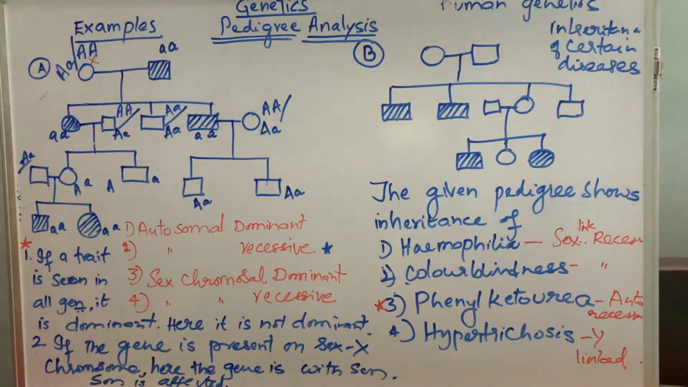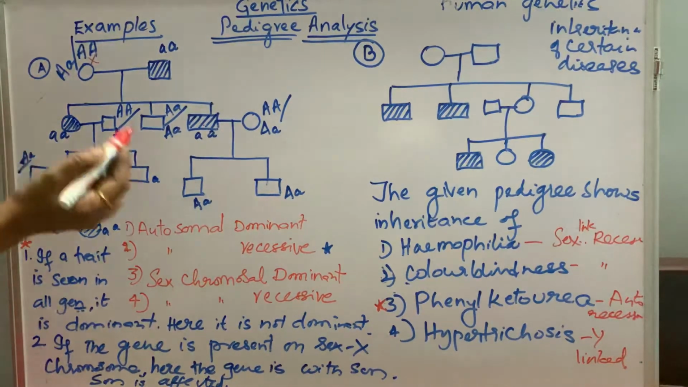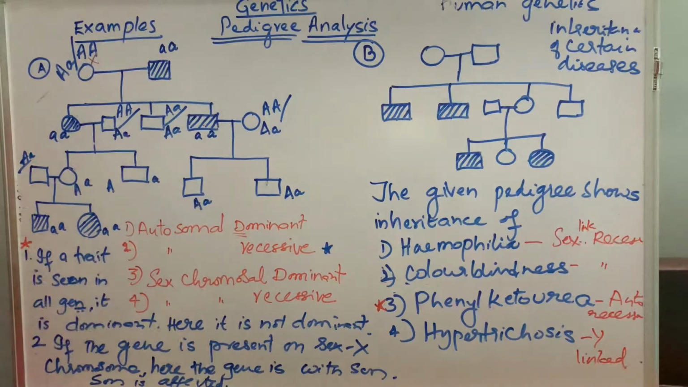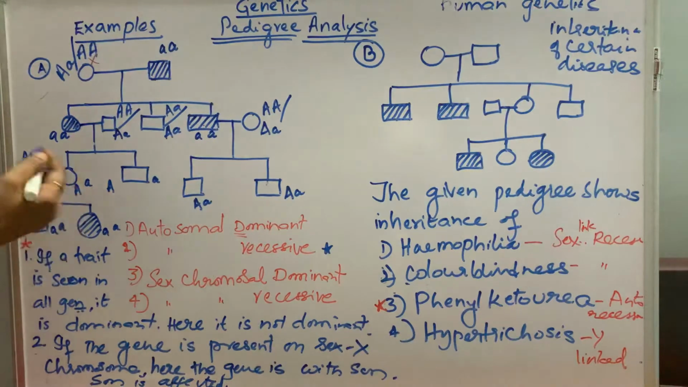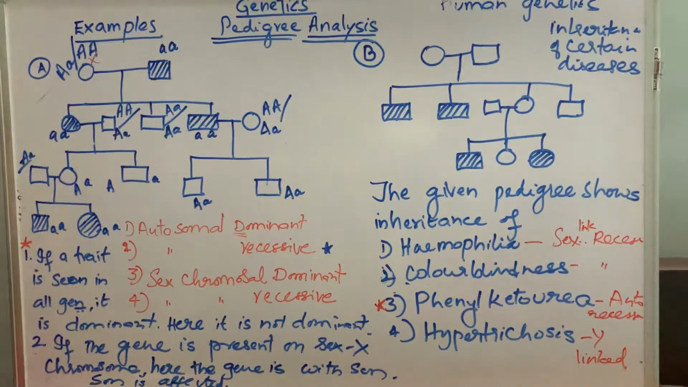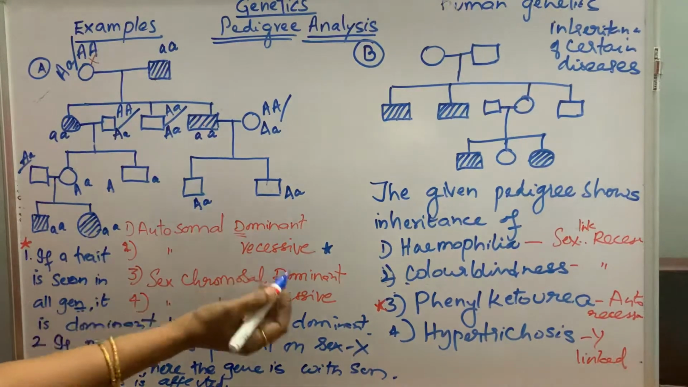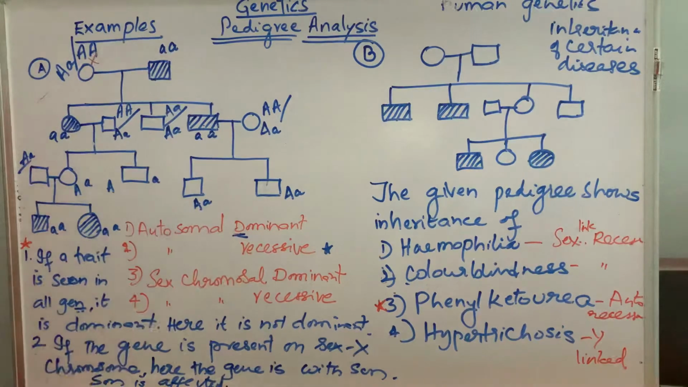Here, there are 3 tips that we can follow. If the diseased gene expresses in every generation, that will be dominant. In every generation, if the affected gene expresses itself, that means in every generation we must find the diseased individuals, then it will be dominant.